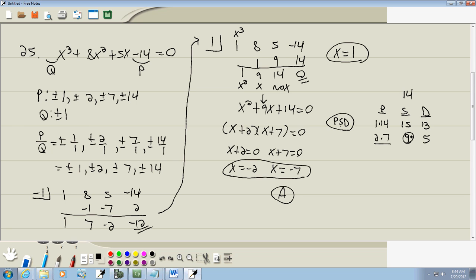If the number you circle is in the s column, then s is for same signs, both positive or both negative. If the number you circle is in the difference column, D is for different signs. One's positive, one's negative. Well, the number I circled is in the S column, so they're both positive. So that's how I factored that, and how you do that one by hand.